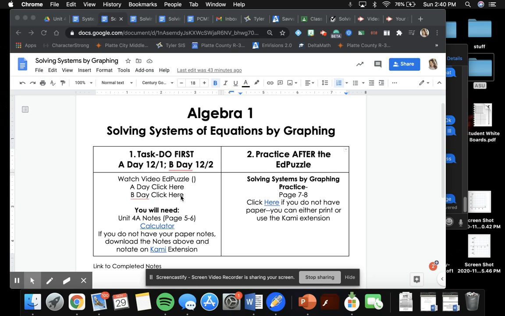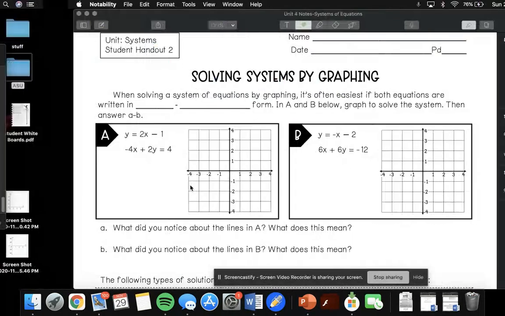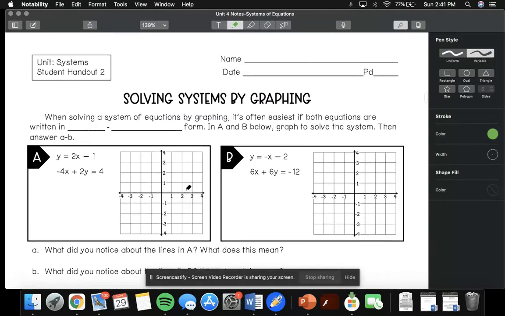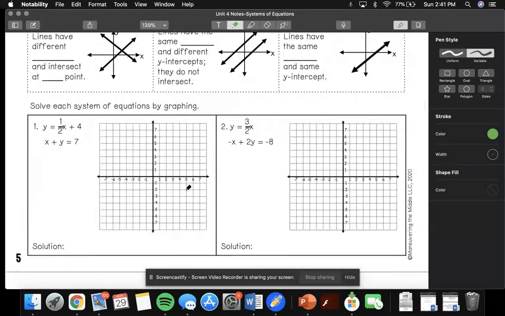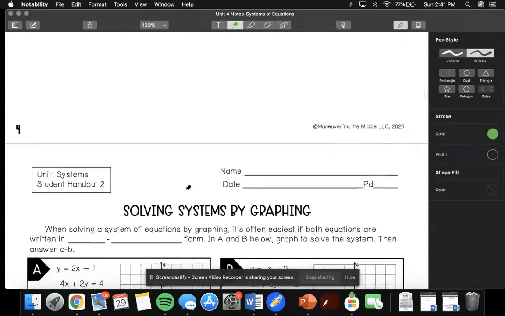Hi guys, today we are going to be on pages 5 and 6 in our notes. We've been introduced to what a system is, and now we're going to make sure we understand how to do it completely by graphing. So pages 5 and 6 look something like this, and we're going to go along with those together, and then there will be a practice assignment for you guys to complete.